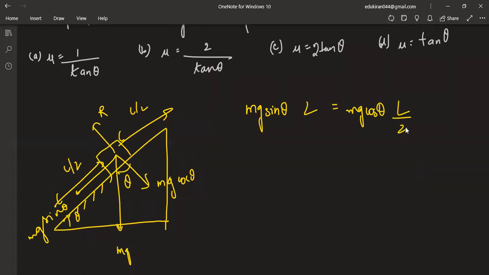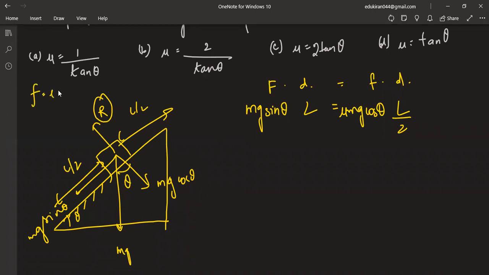Net work done by the block in going from top to bottom. When it is at the topmost position, the entire length was L and mg sin theta was acting, so mg sin theta into L. This is how we write work done, F dot D. Similarly, here also this is F dot D. When it is stationary, mg cos theta is balancing R, that's why it is stationary. Now you just have to take the ratio. Mu will also come in the frictional force here: mu mg cos theta L by 2. Understood this part? R is equal to mg cos theta.